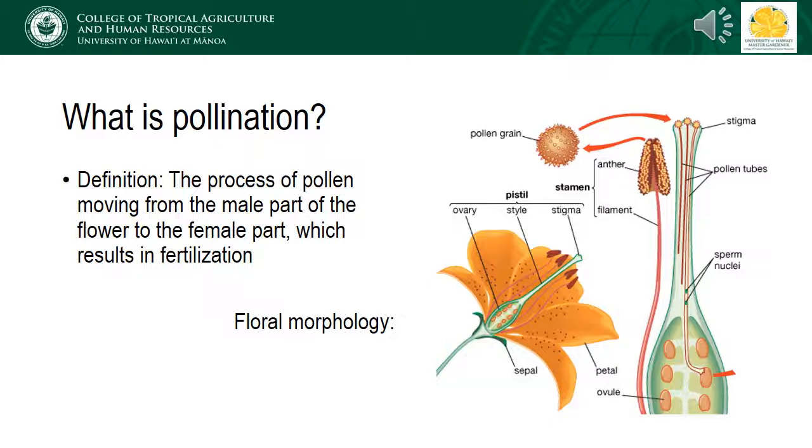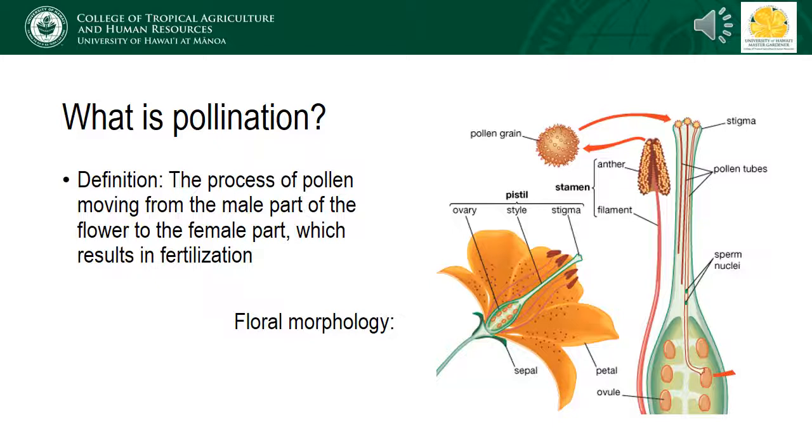The two parts of the flower essential for sexual reproduction are the stamens and pistil. The stamens are the male part of the flower, and the anther is what produces pollen. The female part of the flower is the pistil. The stigma, which is the part facing outward, is what receives the pollen grains.